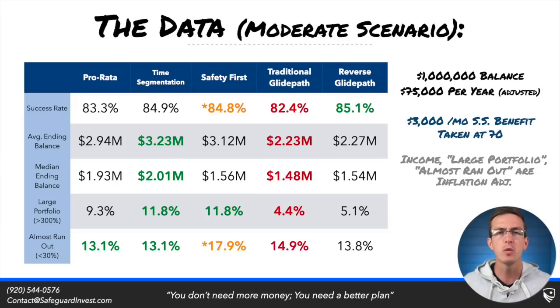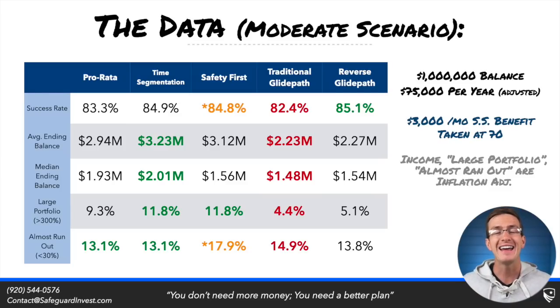In the first example, we're going to use a $1 million portfolio, and this retiree has a goal income of $75,000 per year. Now, we're going to take this number and adjust it for inflation each and every year. This retiree has a $3,000 per month Social Security benefit at full retirement age, but they're going to delay their benefit until age 70. This brings us to the table on the screen. Now, there is a lot of data here, so feel free to pause and look over this table.